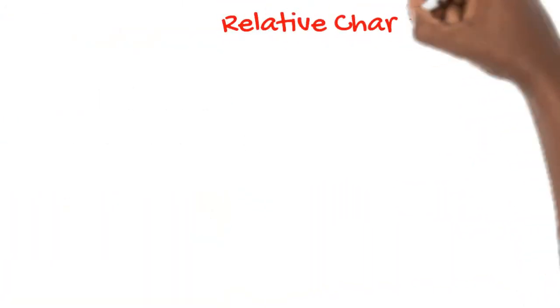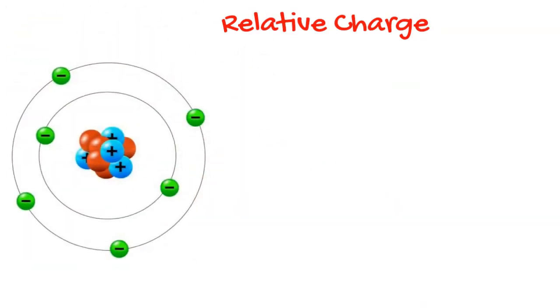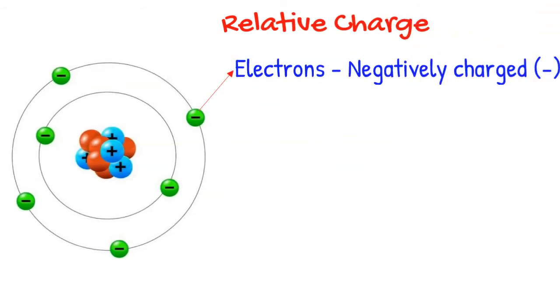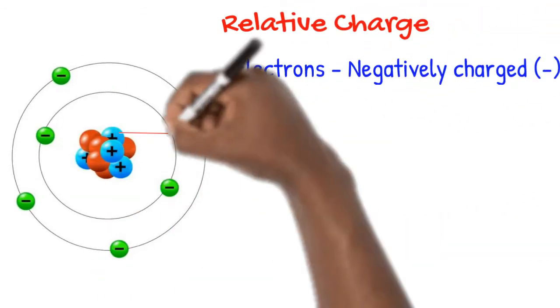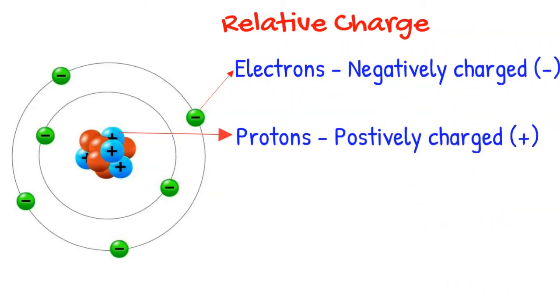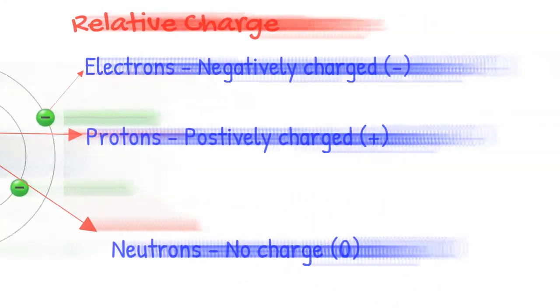The relative charge is the part that confuses my students, but it's really simple. This is how I remember it. The electrons are very bad, so they are negatively charged. The protons, well, they've got P in it, so that's positively charged. And the neutrons are neutral, so they have no charge.